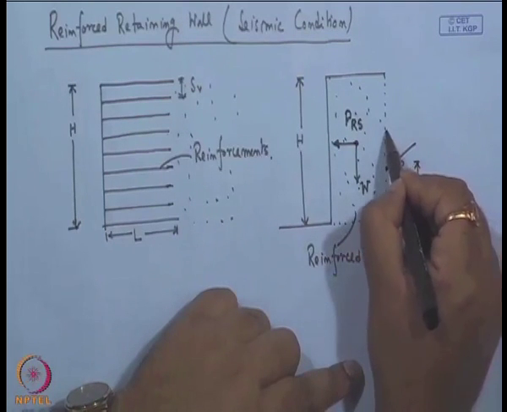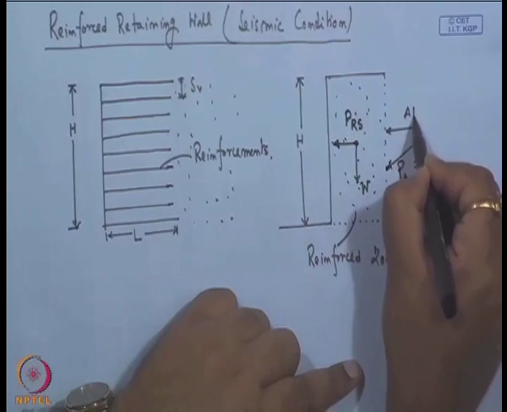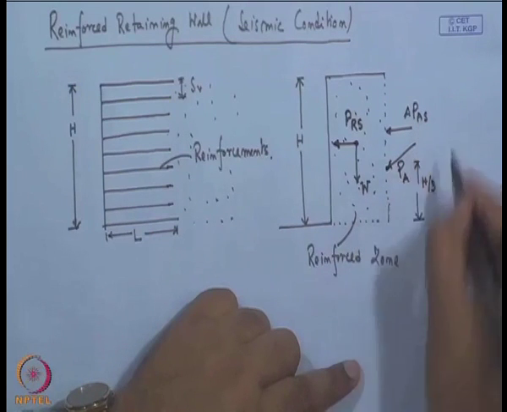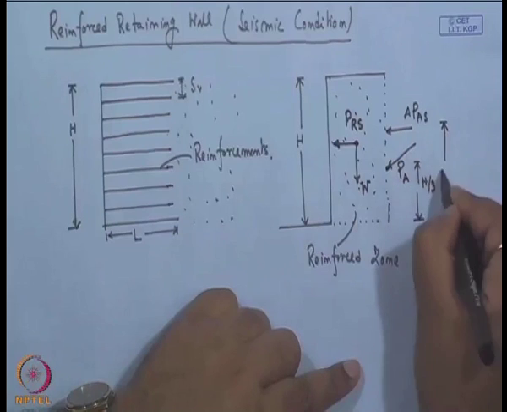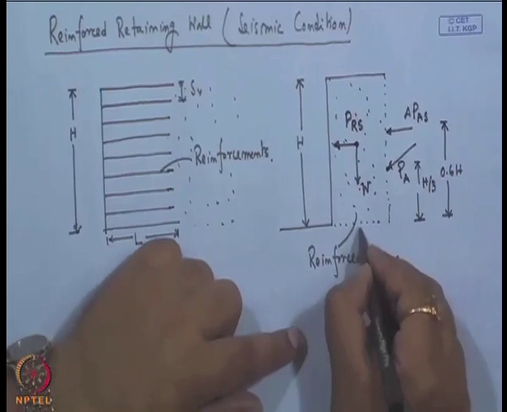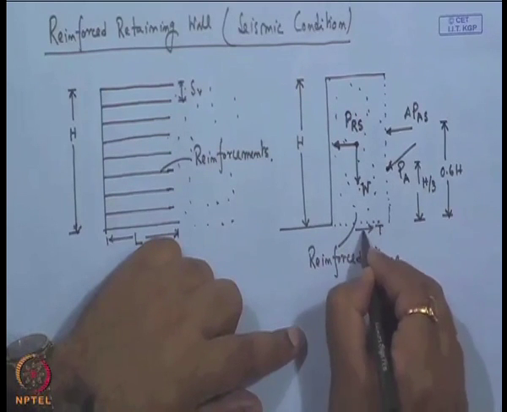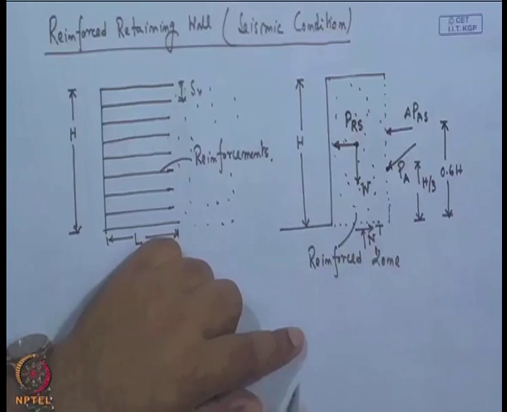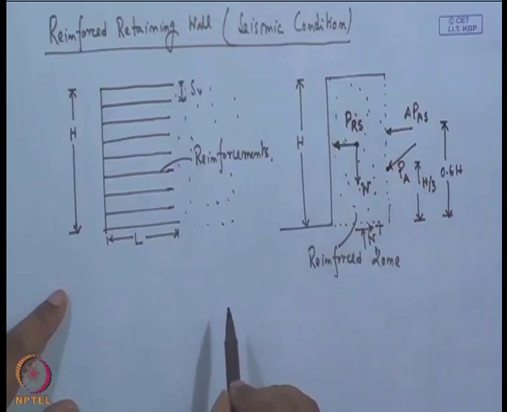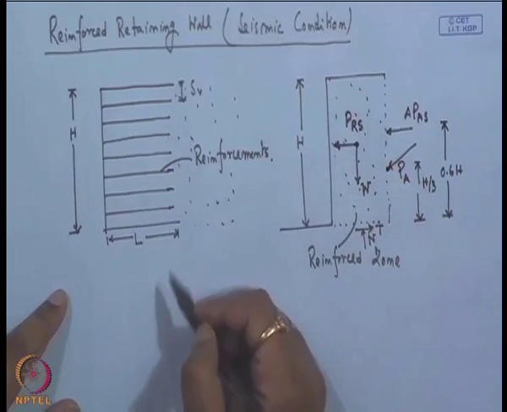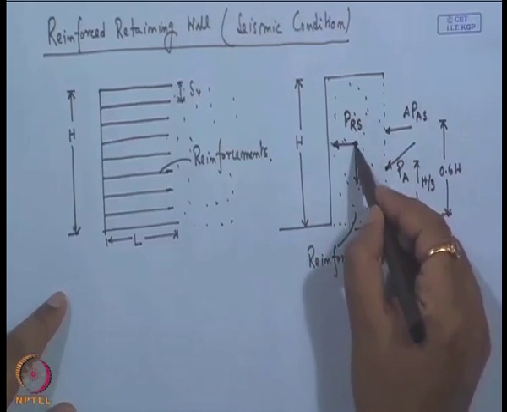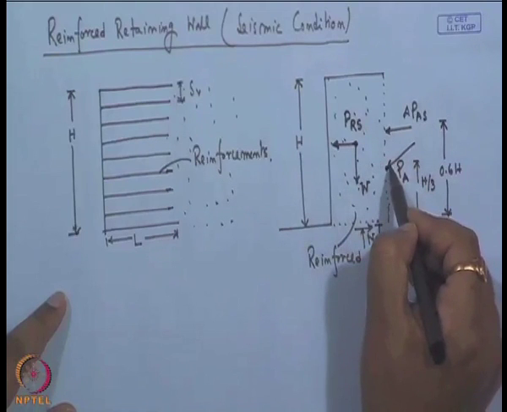Now, similarly, another force, delta P_AE, the additional active force in the seismic condition, will act at a height of 0.6 h. These are the forces, and in addition, T is the shear force and N is the normal force. These are the forces that will act on a reinforced retaining wall structure. So, during the design under static condition, we consider this weight and this P_A active force under static condition.